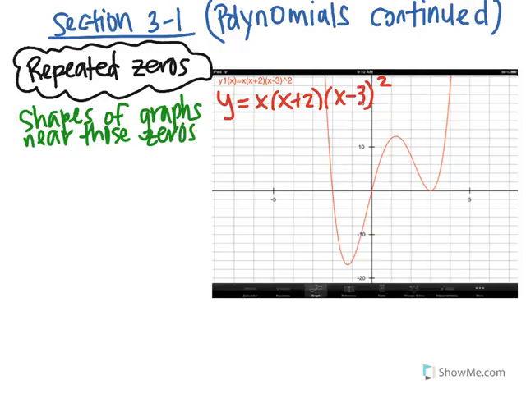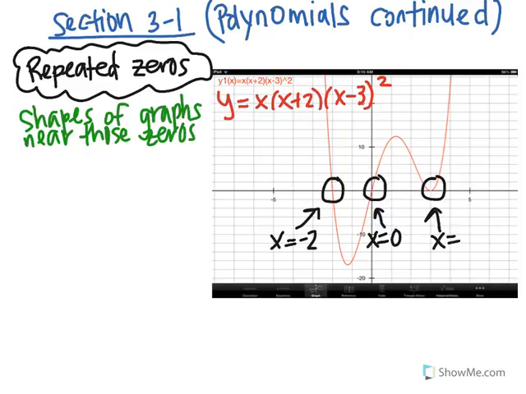So in this first example, the first thing you're going to be asked to do is find the zeros. And the zeros are the x-intercepts. So I have zeros here, here, and here. There's 3 zeros. So I would say one of the zeros would be at x equals -2. I'd have one of the zeros at x equals 0. And then I'd have another 0 at x equals 3.